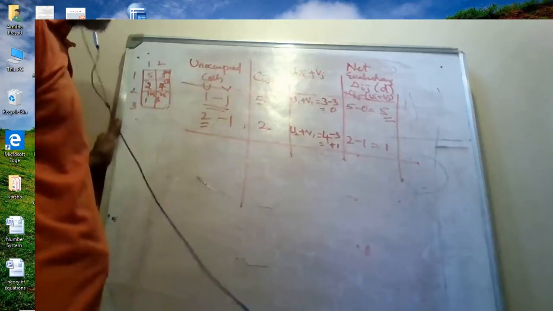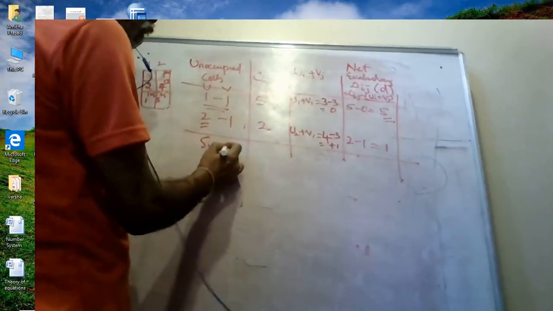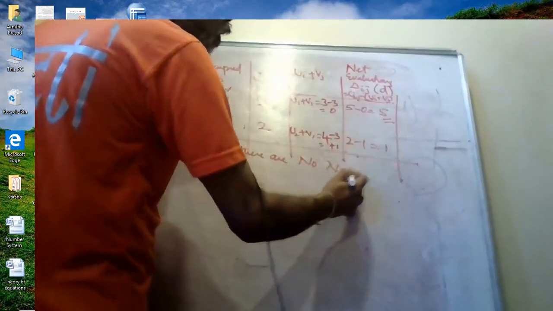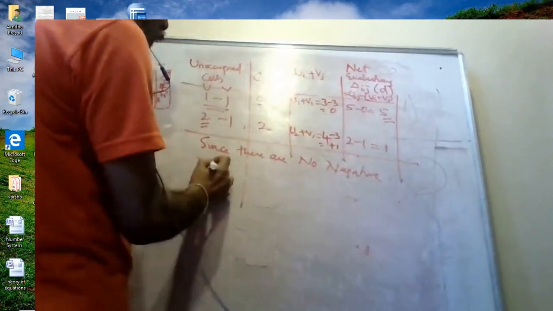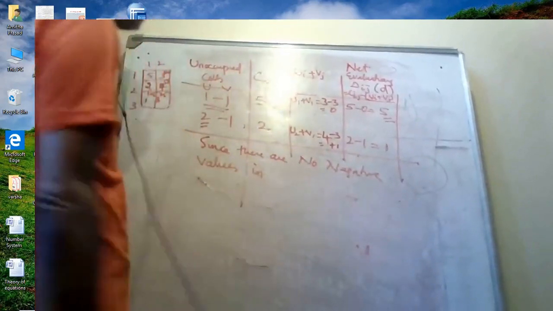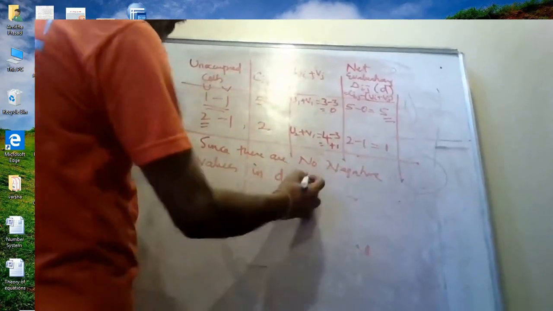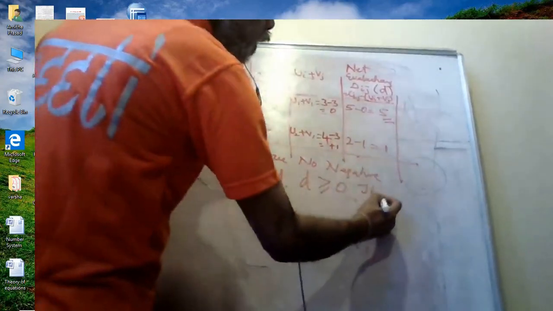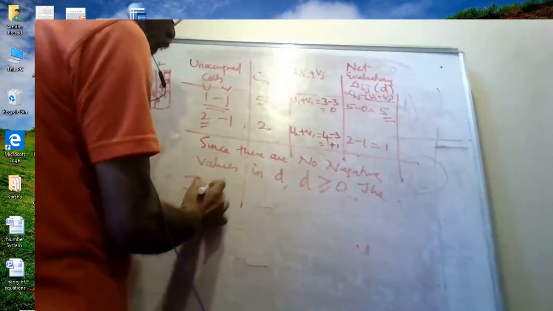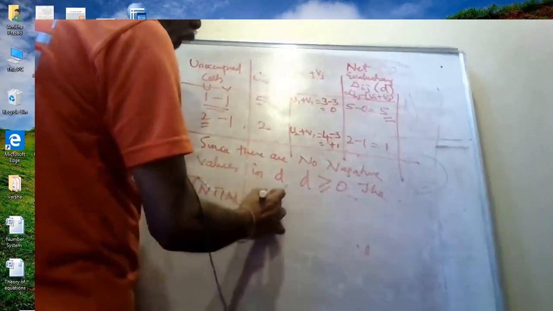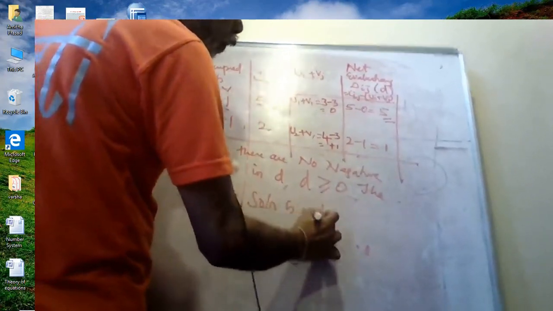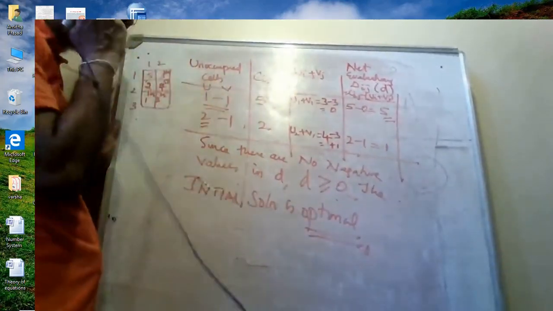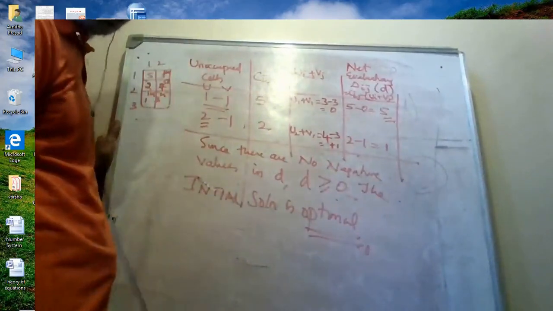All of you are clear? Since there are no negative values in D, that is D is greater than or equal to 0, the initial solution is optimal. So whatever solution you have got is optimal. It cannot be further reduced.